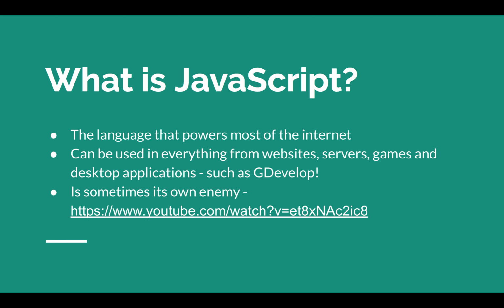What is JavaScript? So yeah, it's a language that powers most of the internet. You can find it in websites, which are a very common one, but it's popular in servers, it's popular in games, and yeah, GDevelop, the desktop application, is programmed in JavaScript. Can you believe that? And yes, JavaScript is sometimes its own enemy. The link provided is to a talk where someone goes through some of the funny and often bizarre nuances of JavaScript, and basically it's a fun watch.